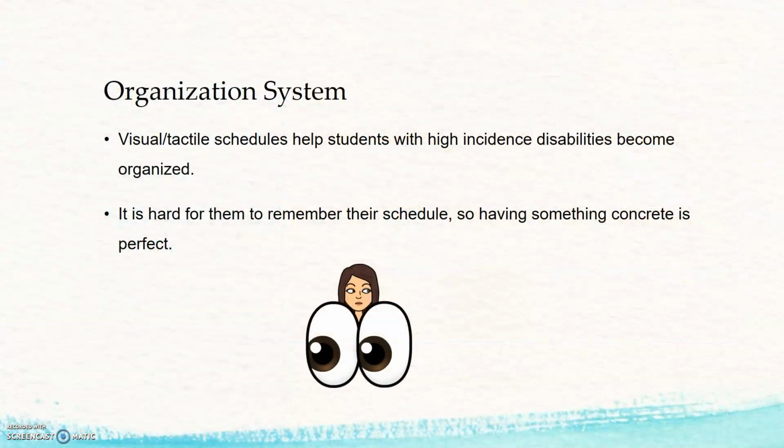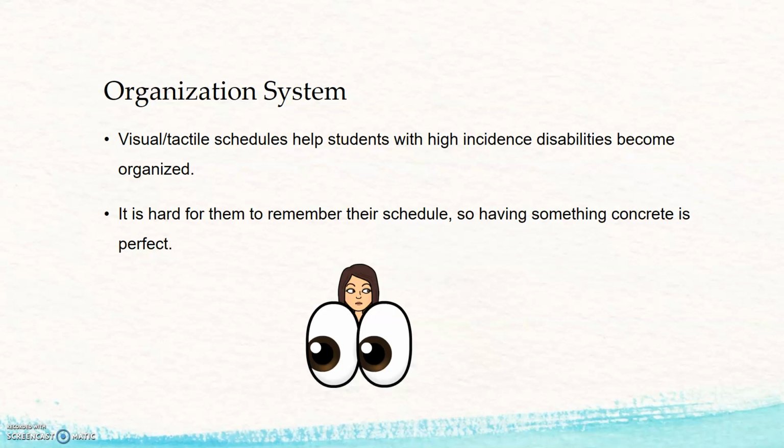So how can this organization system help? Visual tactile schedules help students with high incidence disabilities become organized so they can see it step by step. They know what is happening, not every second maybe, but they'll know what to expect next. That's really important for students with high incidence disabilities because they always get confused. Maybe they can't keep that in their head. Maybe they don't realize that every day after reading I'm going to go straight to writing. Maybe that's just not how their thinking works. So it's better for them to have this schedule concrete in front of them. It's hard for them to remember their schedule, so having something concrete is perfect.